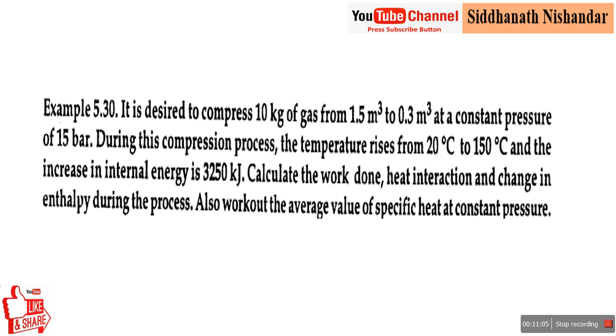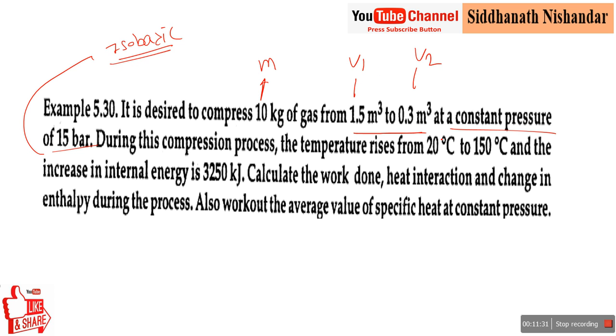Now we see the next numerical. It is designed to compress 10 kg of gas from 1.15 m³ to 0.3 m³ at a constant pressure of 15 bar. What does it indicate? A constant pressure of 15 bar, so the process is now an isobaric process. They give the mass and volumes V1 and V2, and the volume decreases from 1.2 to 0.3, so it is a compression process.